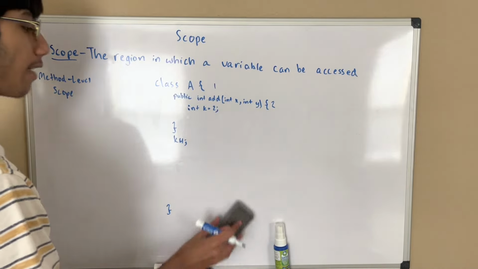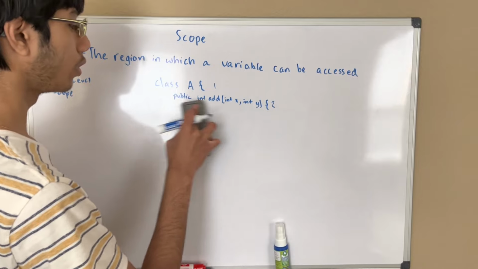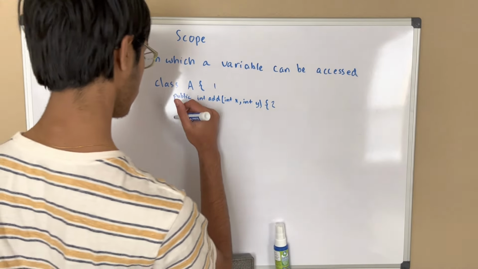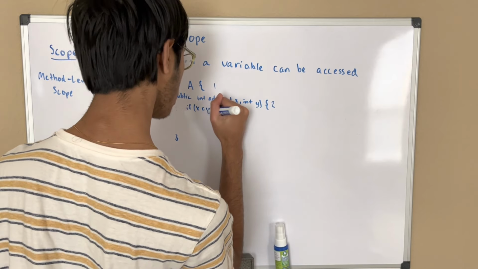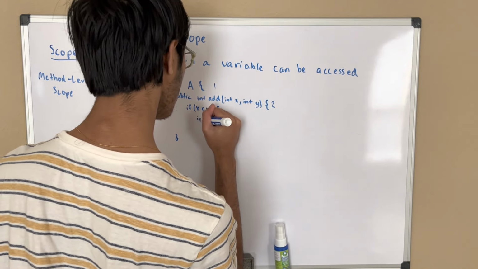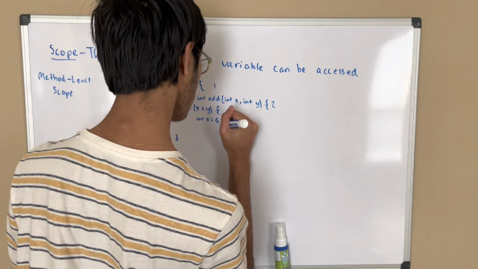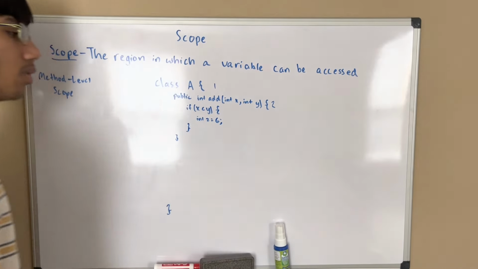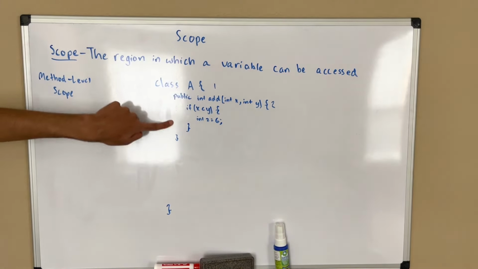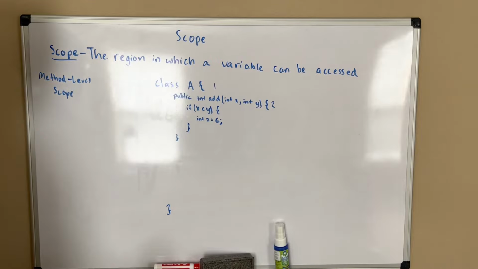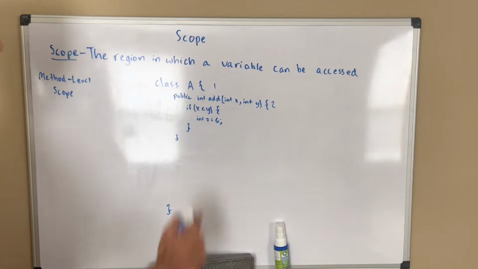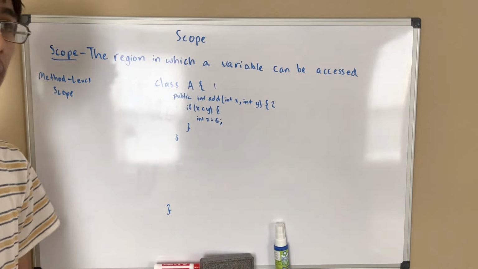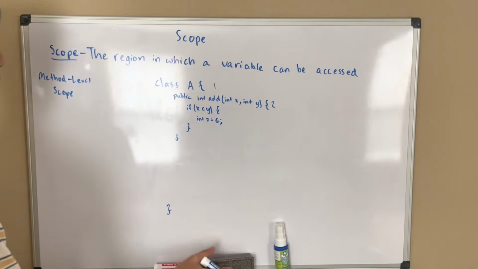And then finally we have block level scope. So if we do like that, this z is only accessible within that block. So I can't modify z in the method, I can't modify z in the class either. I can only modify z inside that block only, and that's what's called block level scope.